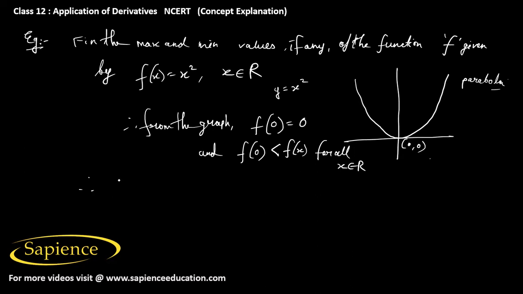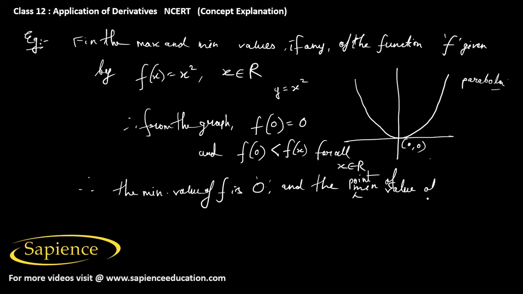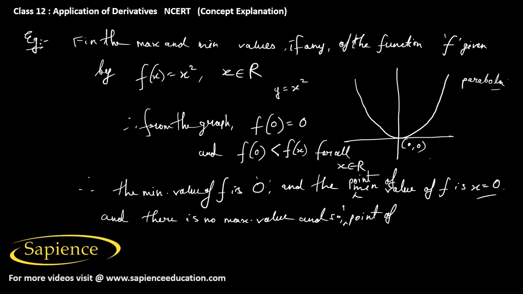Therefore the minimum value of the function f is 0, and the point of minimum value of f is x equal to 0, since the minimum value of the function occurs at x equal to 0 only. And there is no maximum value, and so there is no point of maximum value of the function f.